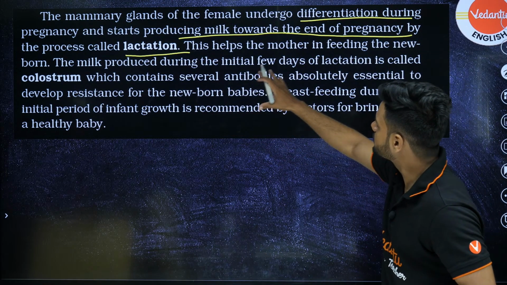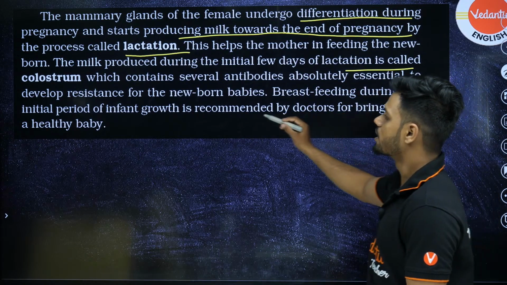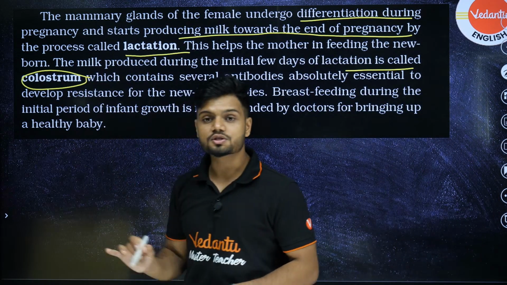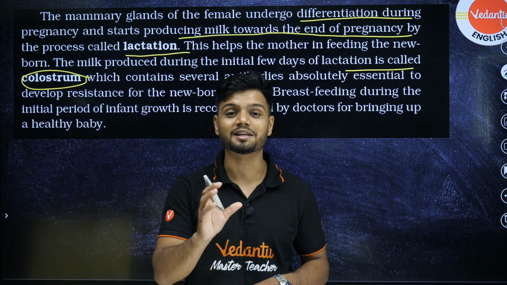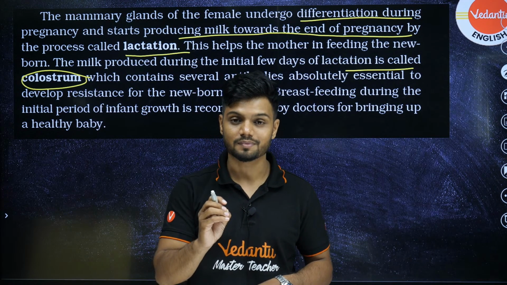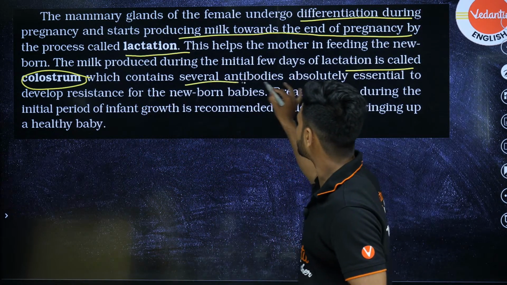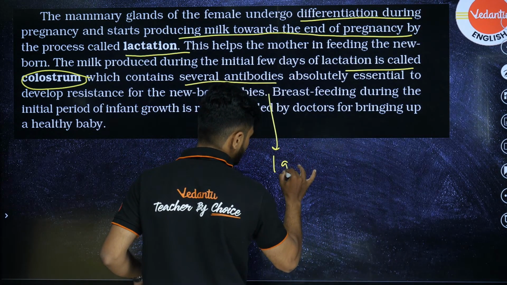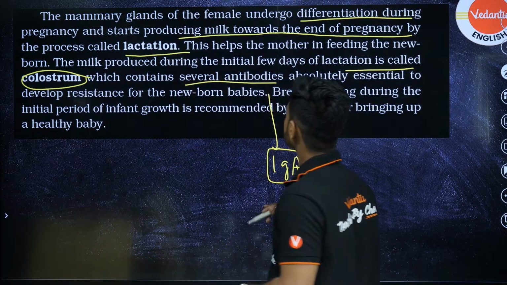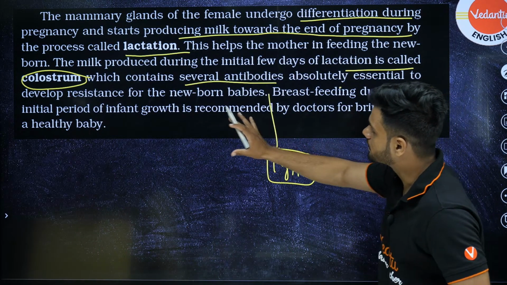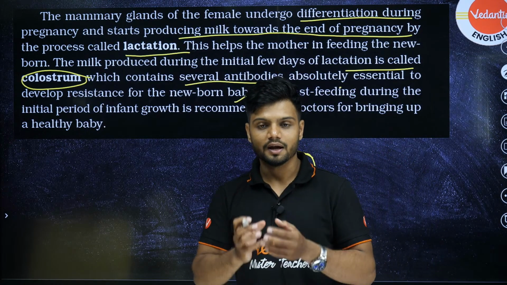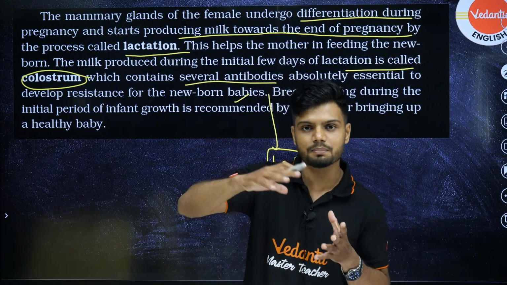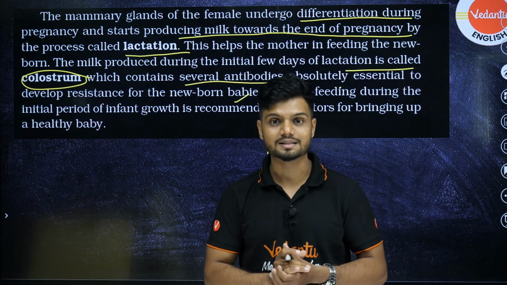The milk produced during the initial few days of lactation is called colostrum. Colostrum is very rich in antibodies, that is IgA, which contains several antibodies. It is absolutely essential for developing resistance in newborn babies. So it is recommended by doctors to make sure the baby is milk fed in the starting.